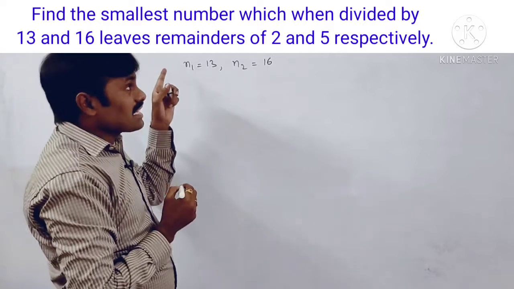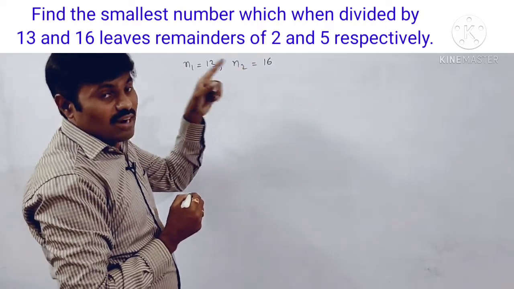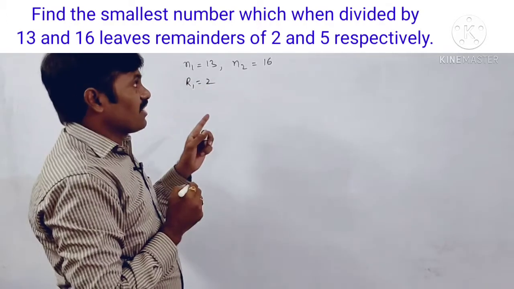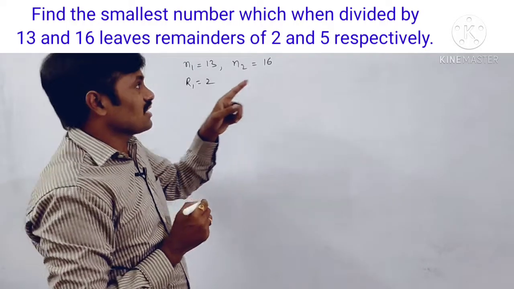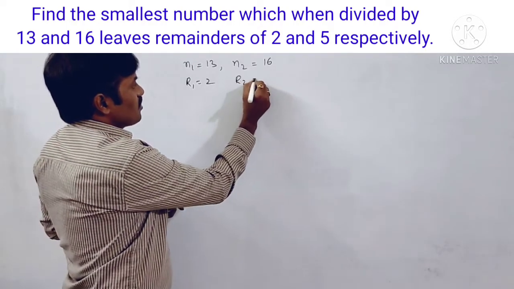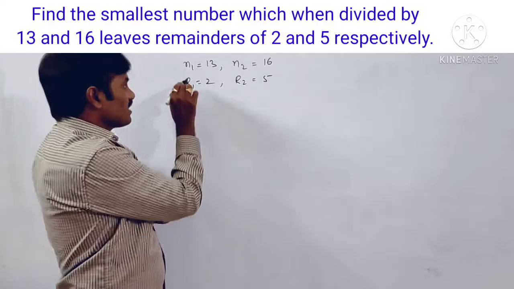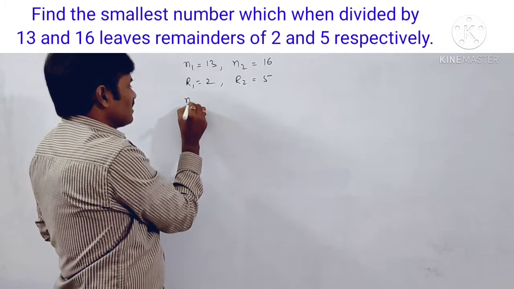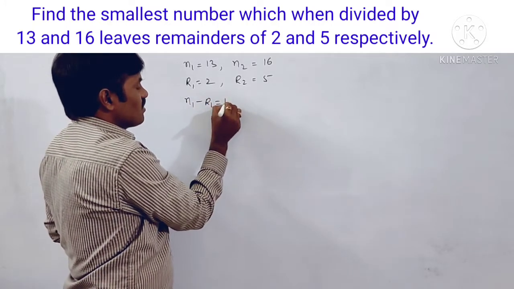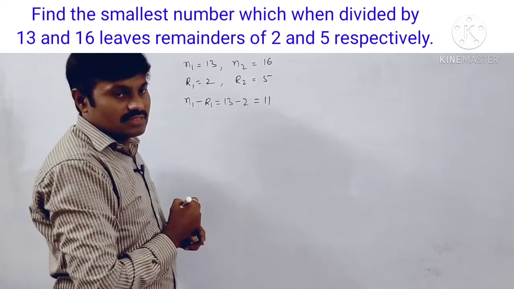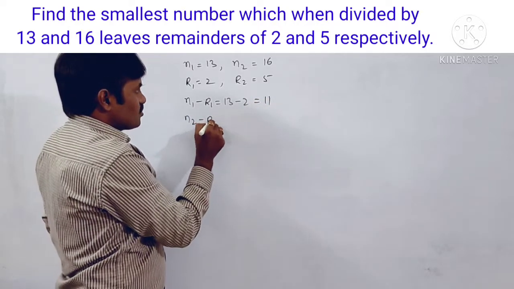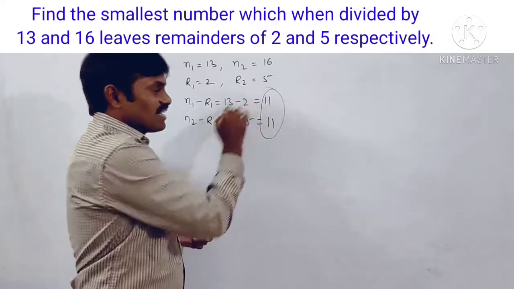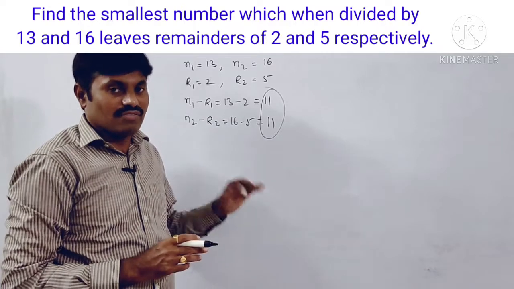When the required number is divided by 13, the remainder is 2, so r1 is equal to 2. When it is divided by 16, it leaves the remainder 5, so r2 is equal to 5. Now find the common difference between the divisors and remainders. n1 minus r1 is 13 minus 2, which is 11, and n2 minus r2 is 16 minus 5, which is 11. If you observe, every time you will get the same common difference.